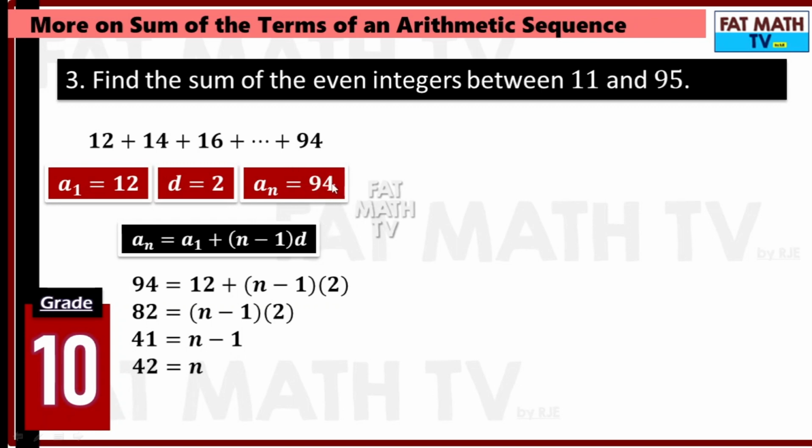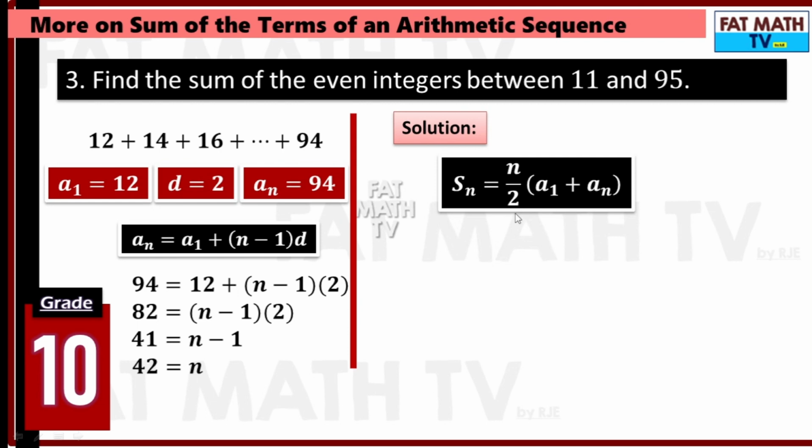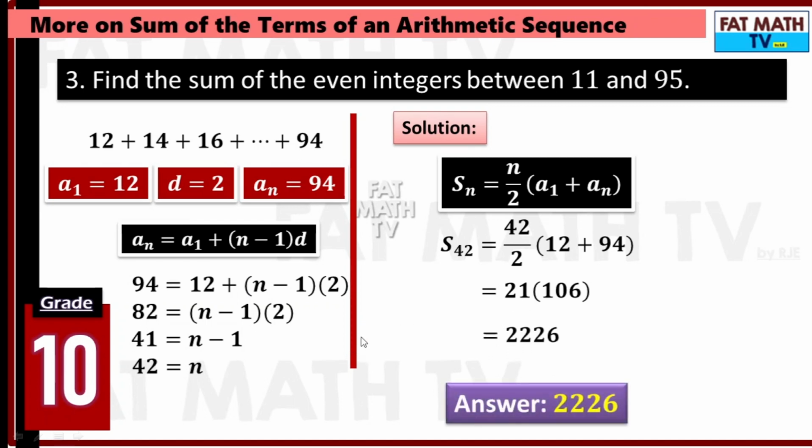There are 42 even integers between 11 and 95. So for the sum, we will have S sub n equals n over 2 times a sub 1 plus a sub n. N is 42, so 42 divided by 2 times a sub 1 is 12 plus a sub n is 94. 42 divided by 2 is 21. 12 plus 94 is 106. And 21 times 106 is 2,226. So the sum of the even integers between 11 and 95 is 2,226.